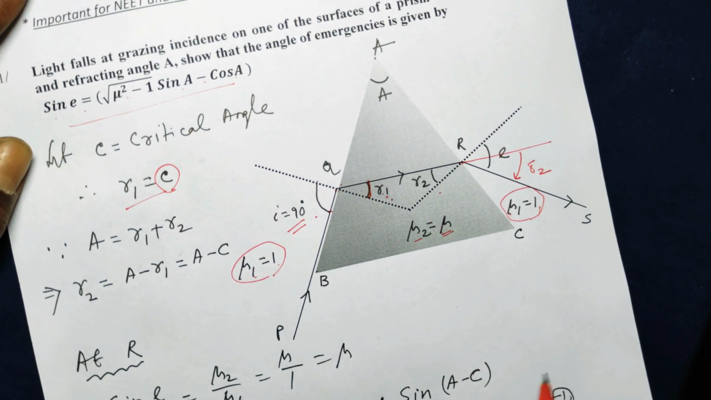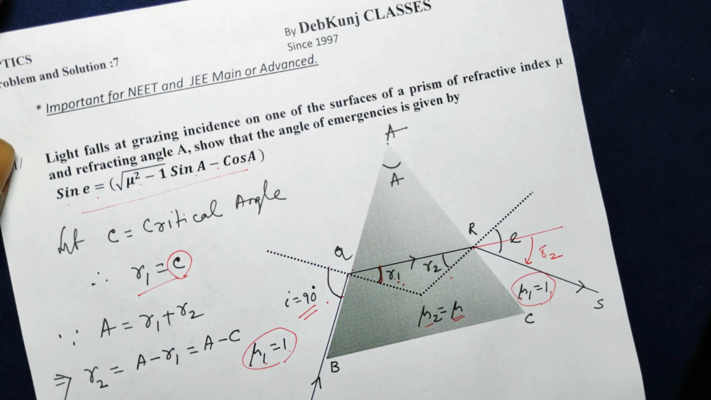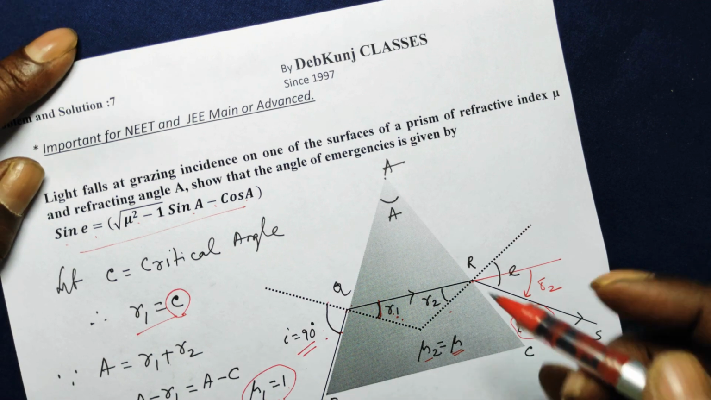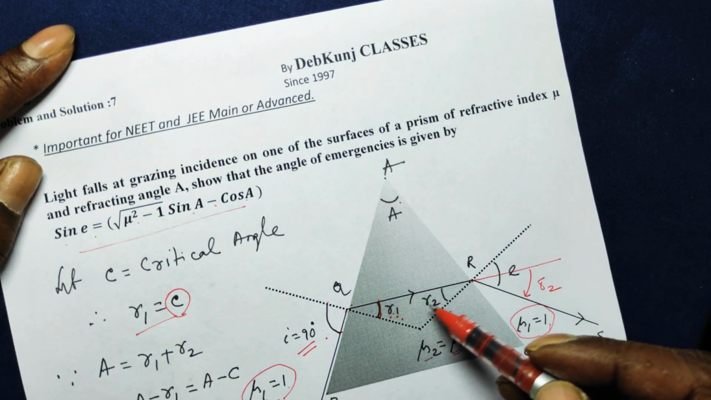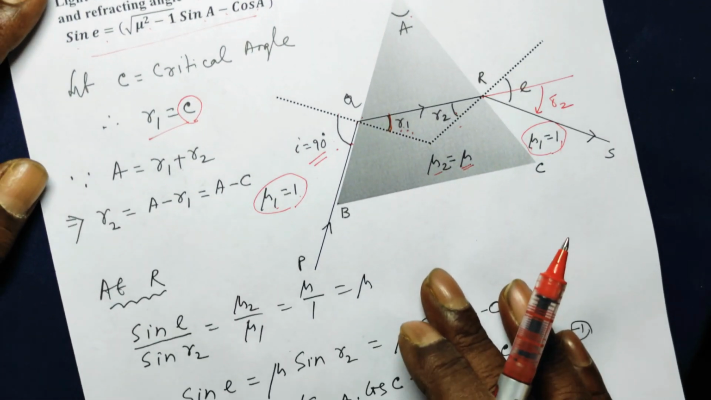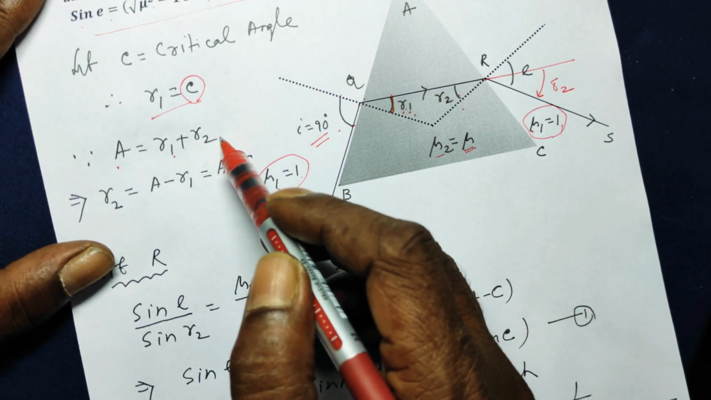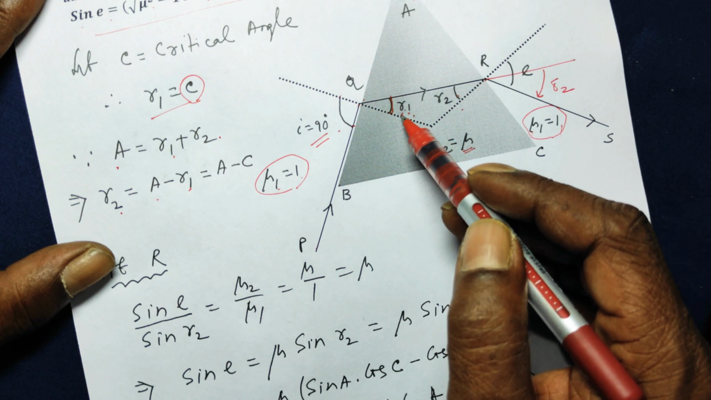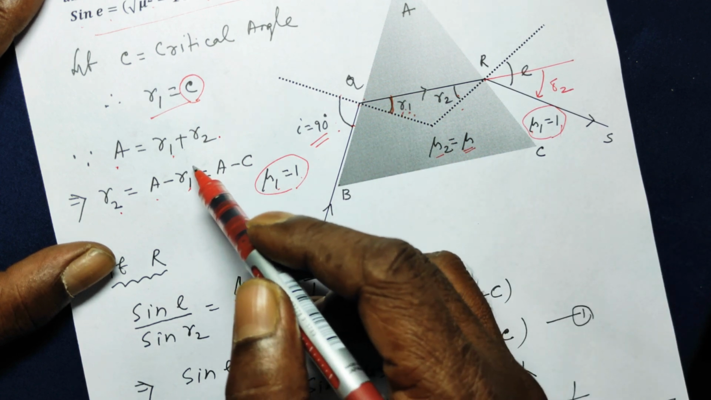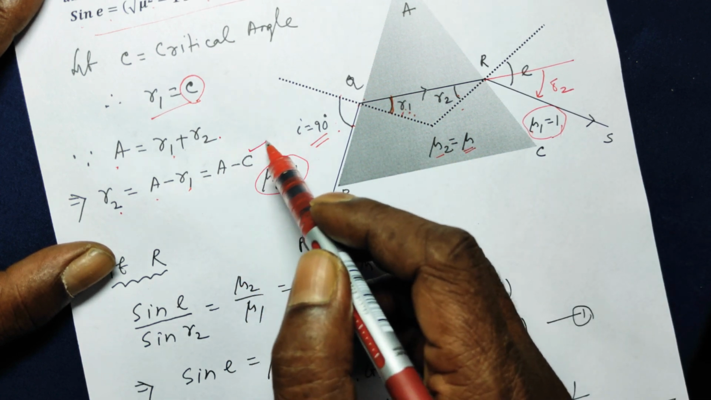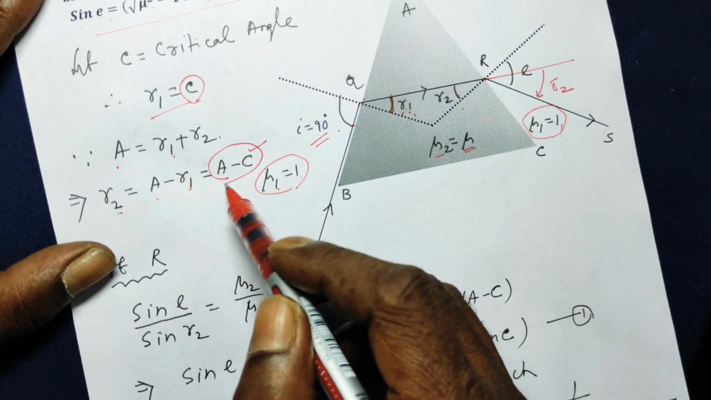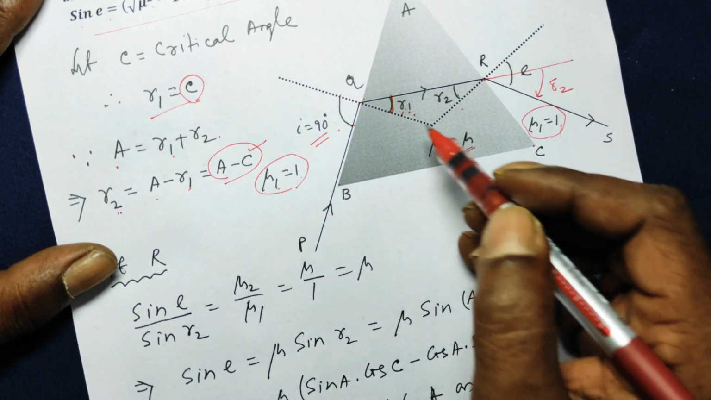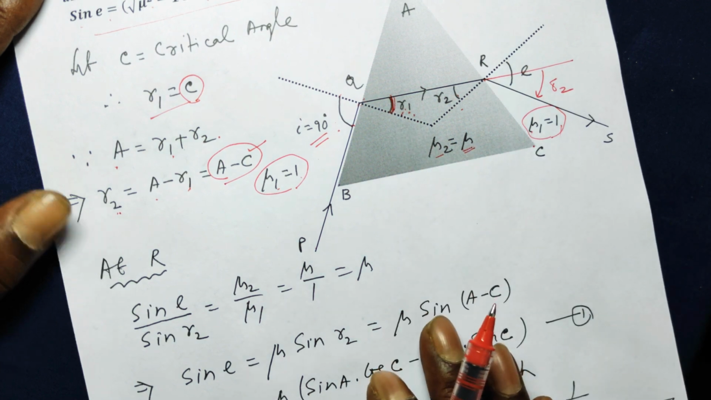And for a glass prism, it is always true that this angle A is equal to R1 plus R2. So since A is always equal to R1 plus R2, R2 is equal to A minus R1. And since R1 is the critical angle, and I have used a new symbol C for the critical angle, therefore R2 is equal to A minus C. Not this point, this angle I am taking as C.